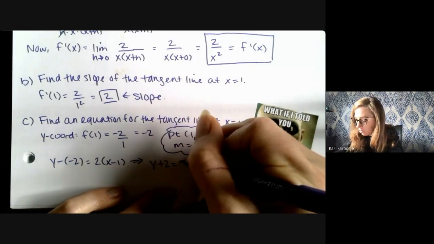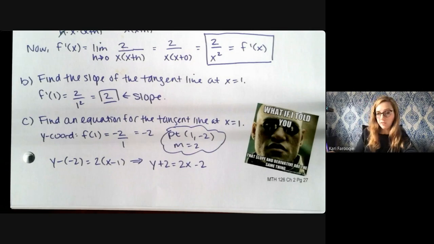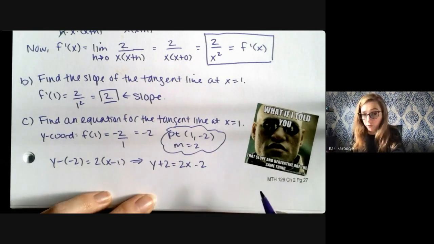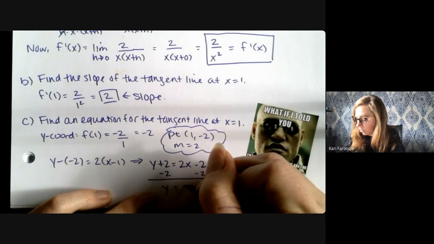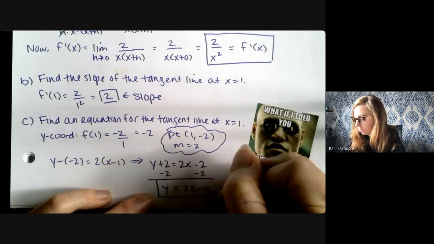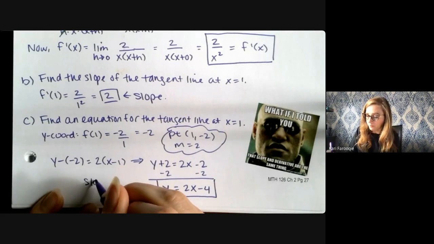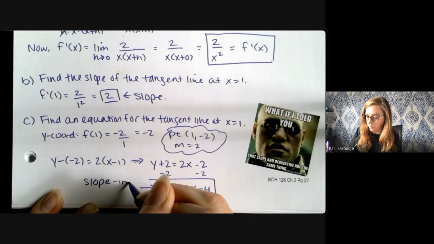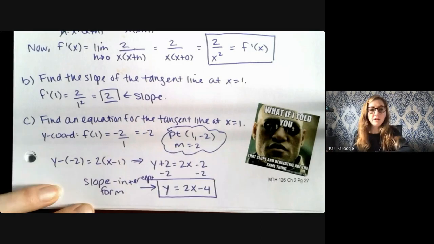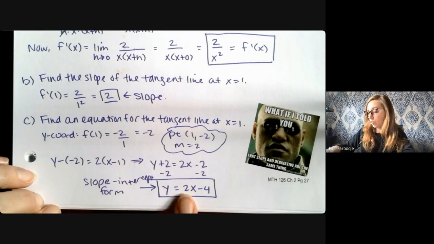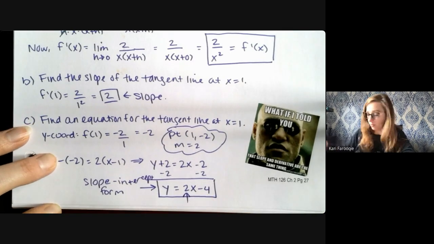Y plus 2 equals, and then I'm going to distribute on the right-hand side to get 2x minus 2. And then I'm going to solve for y. To do that, I'm going to subtract 2 on both sides. So we'll get y equals 2x minus 4. This is slope-intercept form. You learned about it in algebra. The idea is it gives you the slope right here. That's your slope. The y-intercept is given to you by this value, y equals mx plus b.